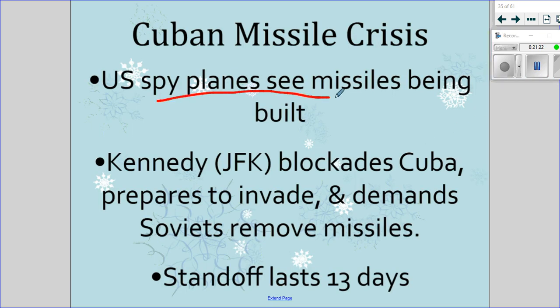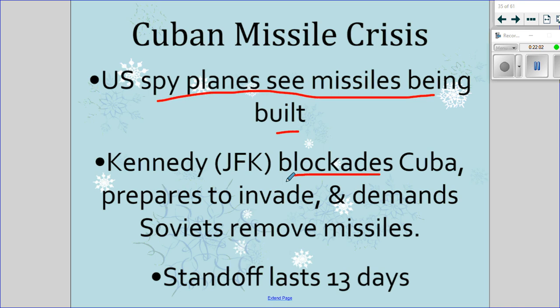So the U.S. spy planes see missiles being built, and Kennedy, instead of going ahead with an invasion as is recommended by his military leaders, institutes a blockade. Okay, John F. Kennedy institutes a blockade. He blockades Cuba, basically surrounds it with naval vessels, and is restricting access to Cuba. And he makes an announcement. He goes on TV and he says, we know these nuclear weapons are in Cuba, and any attack launched from Cuba against any other country will be viewed as an attack by the Soviet Union on the United States.